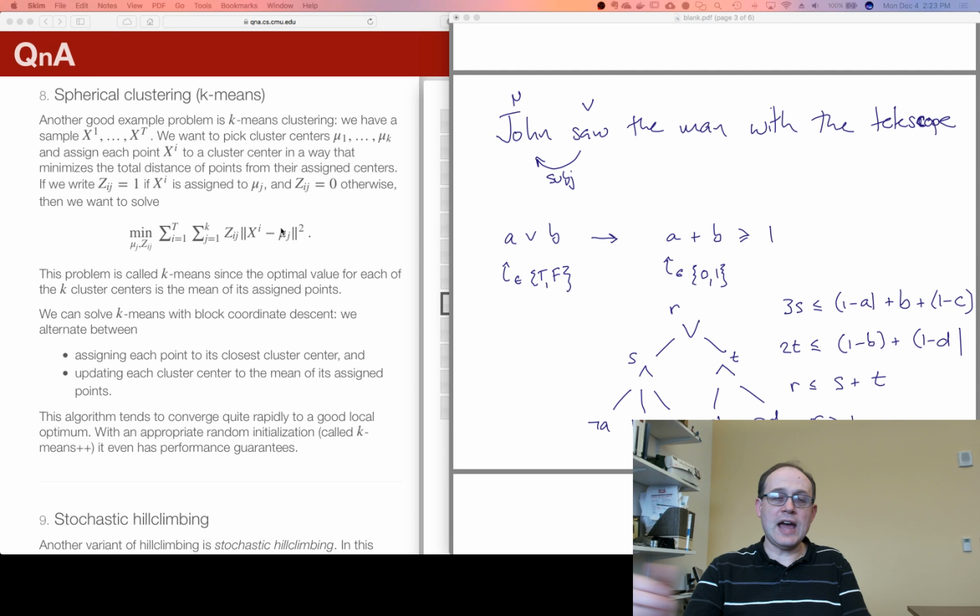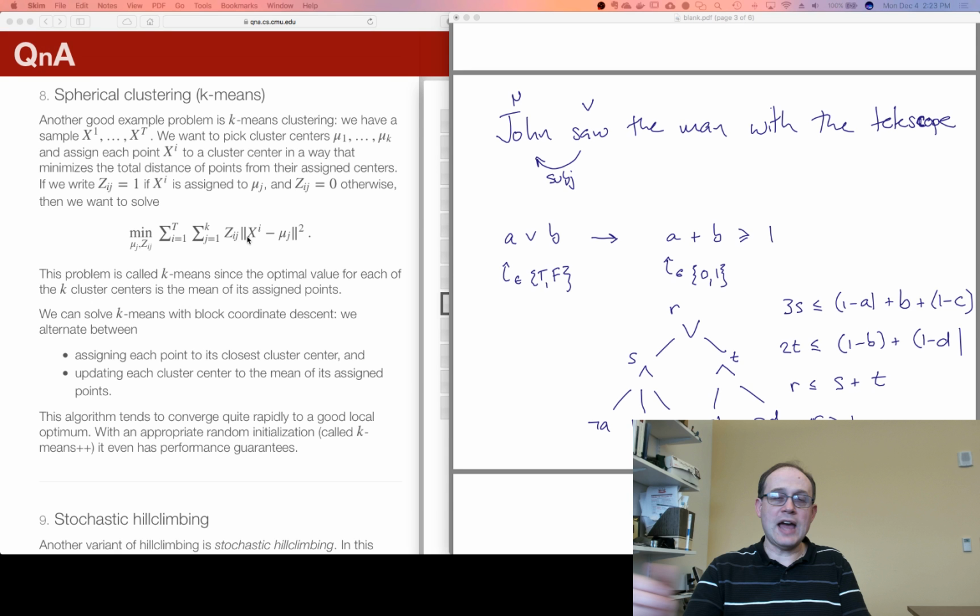But a simpler algorithm would be block coordinate ascent, which is to say your variables are the z's and the mu's, x's are your problem data, and so you could hold all of the z's fixed and optimize with respect to the mu's, and that means that you would set each one of the mu's to be the average of all of the xi that are assigned to that center. And then you hold the mu's fixed and you optimize with respect to the z's, and that means just to assign each x to its closest cluster center.